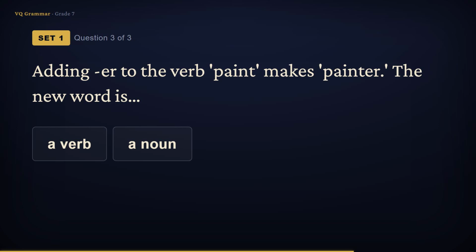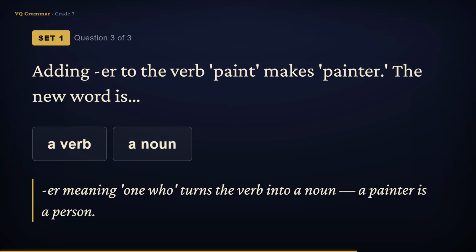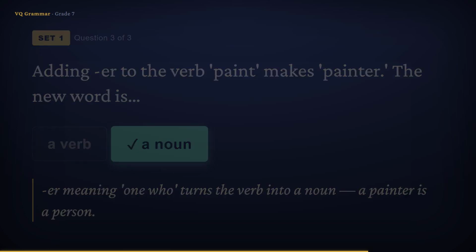Adding er to the verb paint makes painter. What kind of word is painter now? Paint is an action, a verb, but a painter is a person who paints. The suffix er carried it over to a noun, so the answer is a noun.